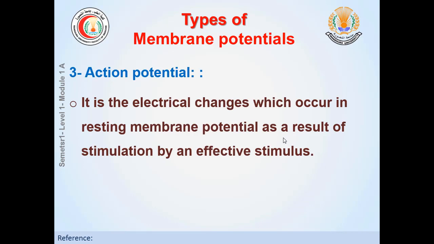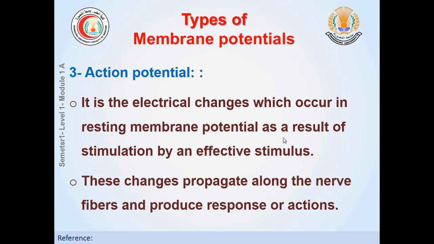Action potential is the electrical changes which occur in resting membrane potential as a result of stimulation by an effective stimulus. These changes propagate along the nerve fiber and produce a response or action.